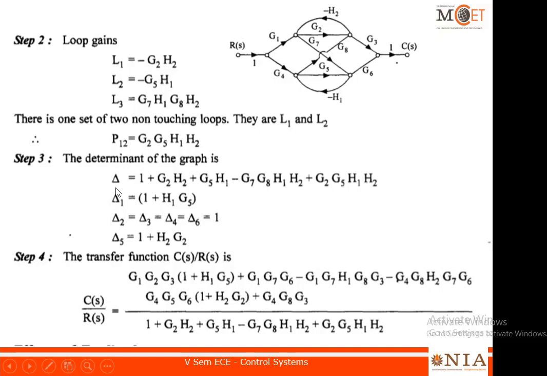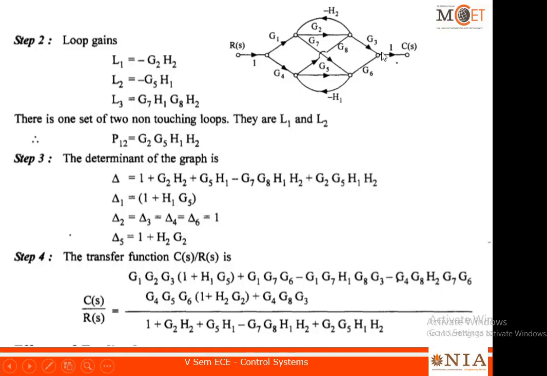Now our job is to draw a separate signal flow graph that should not touch the first forward path, second forward path, third, fourth, fifth and sixth. So let us start with del 1. Which part of the graph is not touching the first forward path? Which one have we taken as the first forward path? I think we took this one as the first forward path.